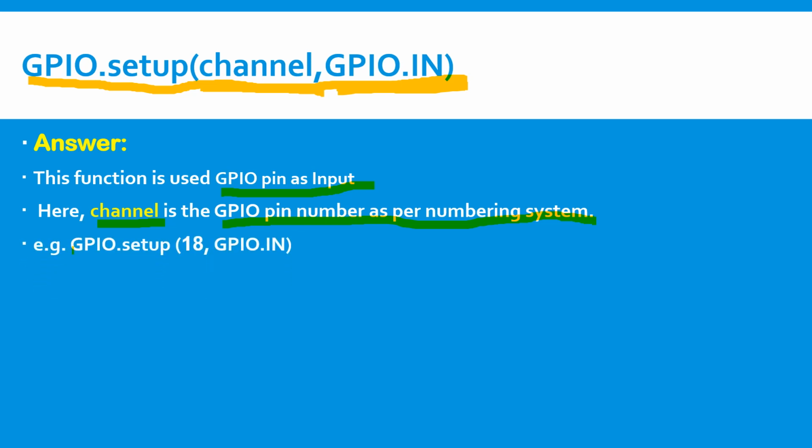So this is the example: GPIO.setup 18 comma GPIO.in. Here channel, that is nothing but GPIO pin number, is 18, and this GPIO pin number 18 is set as a input pin. So this function is basically used to set the mentioned channel or GPIO pin number as an input because we are using here GPIO.in.